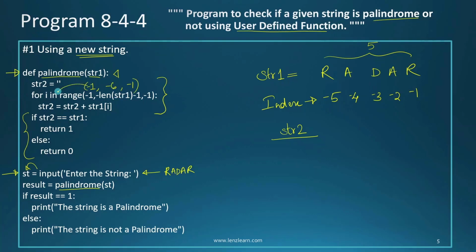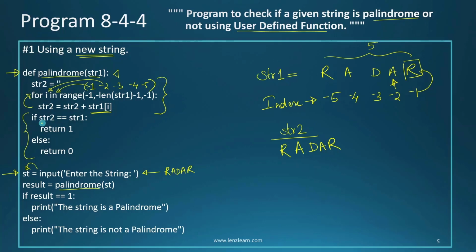Now -1 will be loaded into i. I will take str1 at -1, so the character available at -1 is R, right? Now R will be added to str2. Next time when the for loop runs, I will take -2 to i. This time I will take str1 at -2, so that is A. Now that will be added to the existing str2 by string concatenation, so I will add A after R. Once this for loop works 5 times, I will have the reversed string, and that will be available inside str2. The original string is available inside str1.